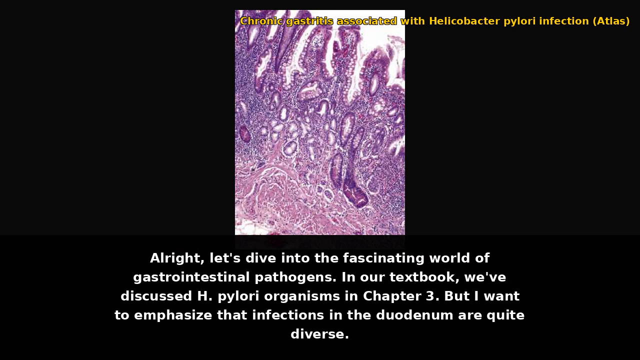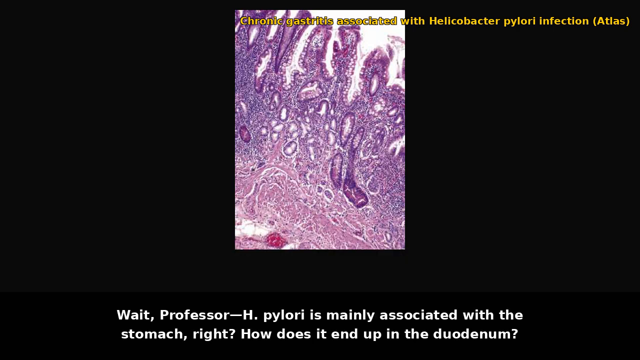In our textbook, we've discussed H. pylori organisms in chapter 3. But I want to emphasize that infections in the duodenum are quite diverse. Wait, Professor, H. pylori is mainly associated with the stomach, right? How does it end up in the duodenum?